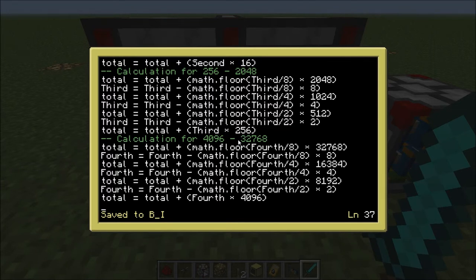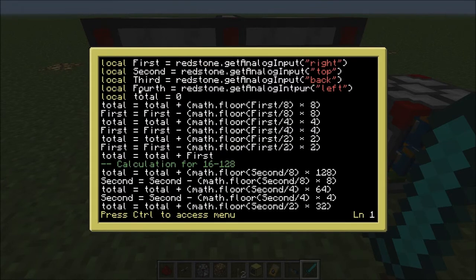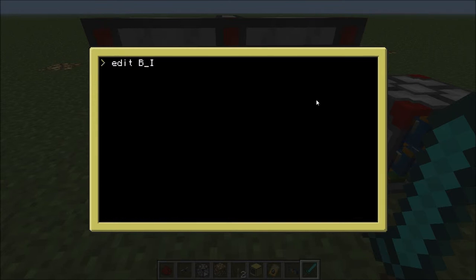Okay, so final thing we need to do is simply print total. And control to save, control to exit. Now let's do a quick check, see if we've got any errors come up. Okay, so line 4 attempt to call a nil. So edit. Fourth redstone dot get analog input. Okay, there we go. Save and exit. Let's do that again.